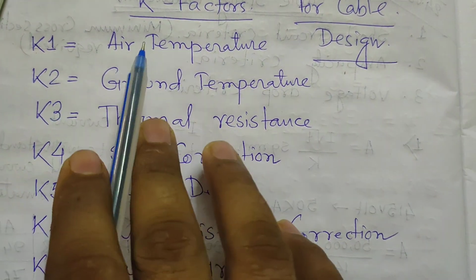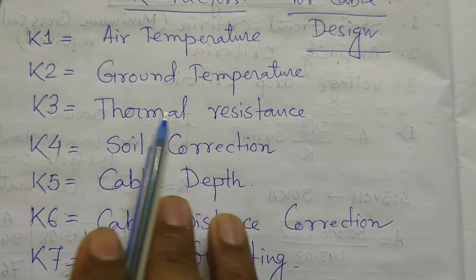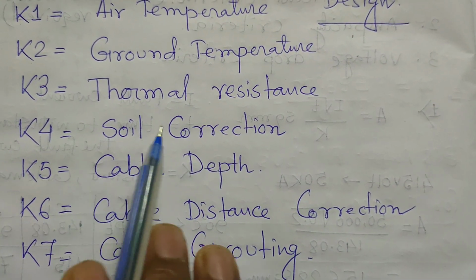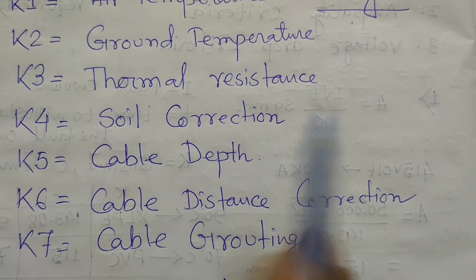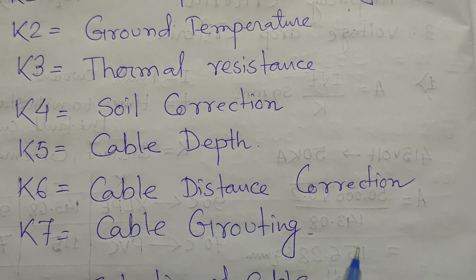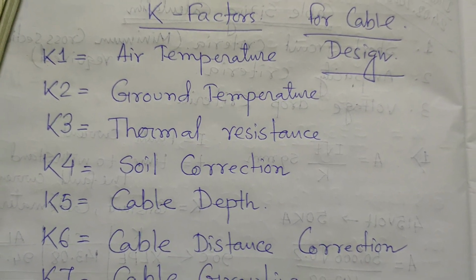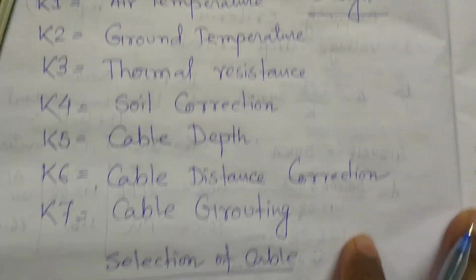All are different objects. So what is K1? K1 is the air temperature, K2 is the ground temperature, K3 is the thermal resistance, K4 is the soil corrections, K5 is the cable depth, K6 is the cable distance corrections and K7 is the cable grouting. So for design purposes, we use these K factors.